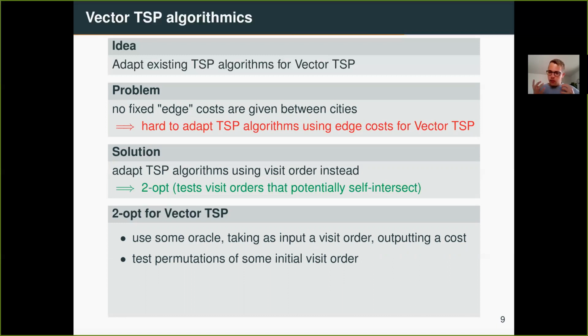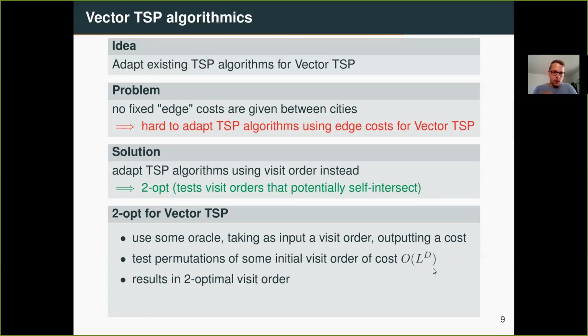What you do then is you test permutations of some given initial visit order. And let's suppose this given initial visit order is our bounding box walk from before. So a really simple solution, which is of size L to the D vectors.